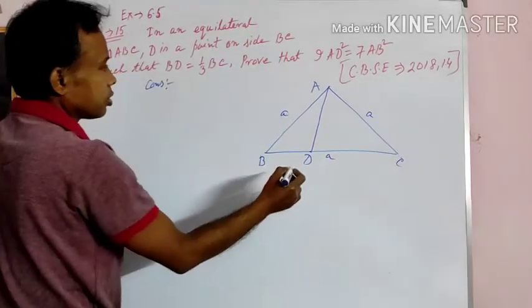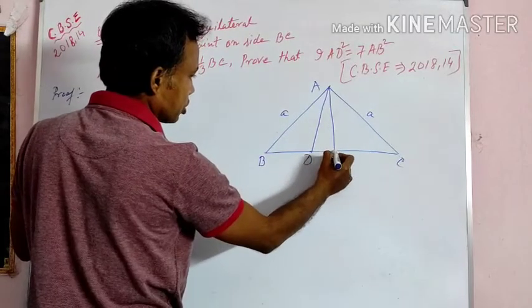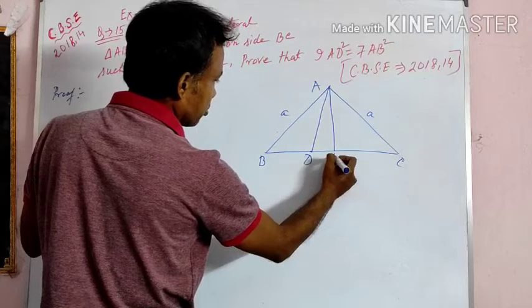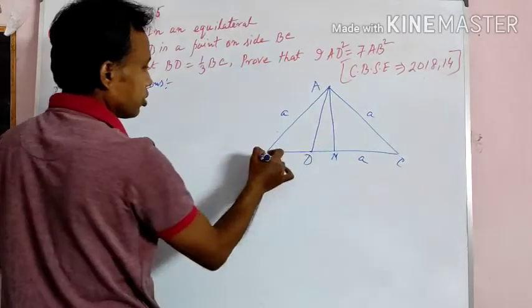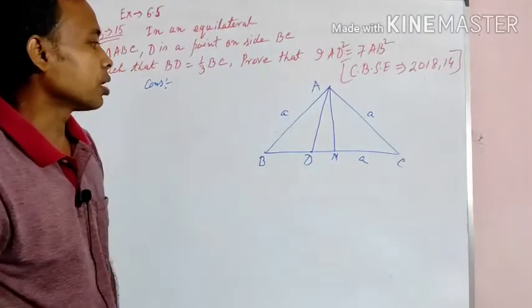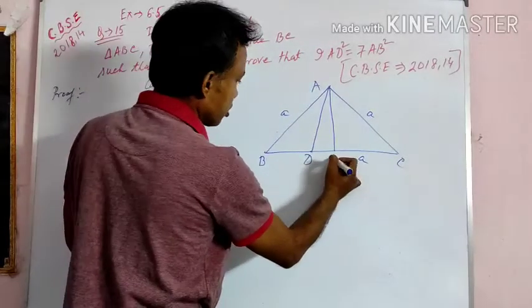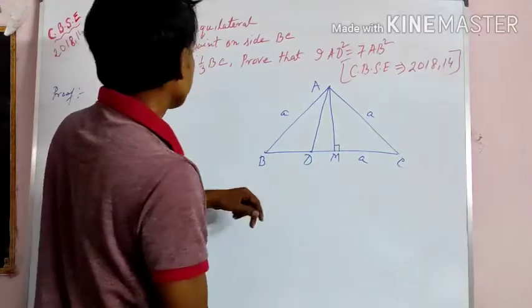Let us draw a perpendicular to BC. Suppose this is your M. All sides are equal. AB is equal to BC is equal to AC. Since it is an equilateral triangle, let us draw a perpendicular AM which is perpendicular to BC. So let us prove it.